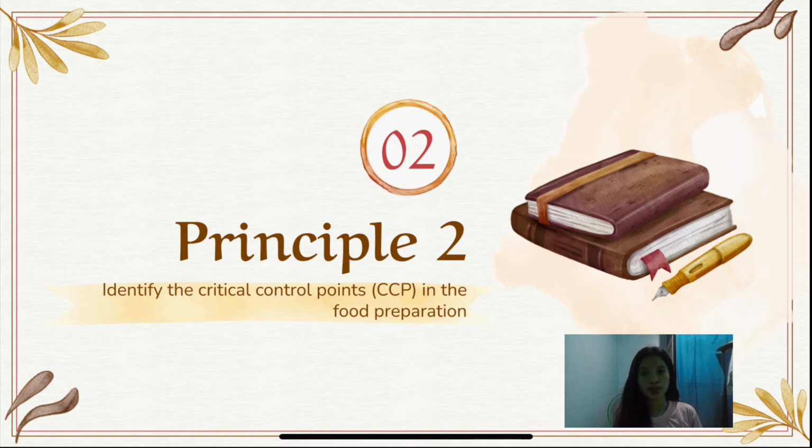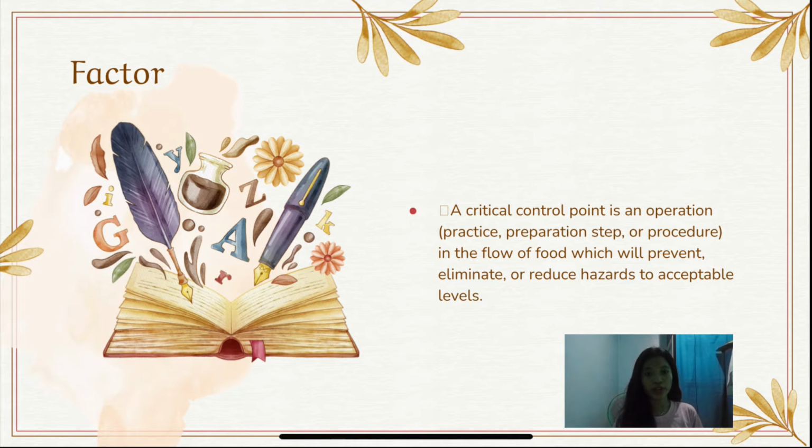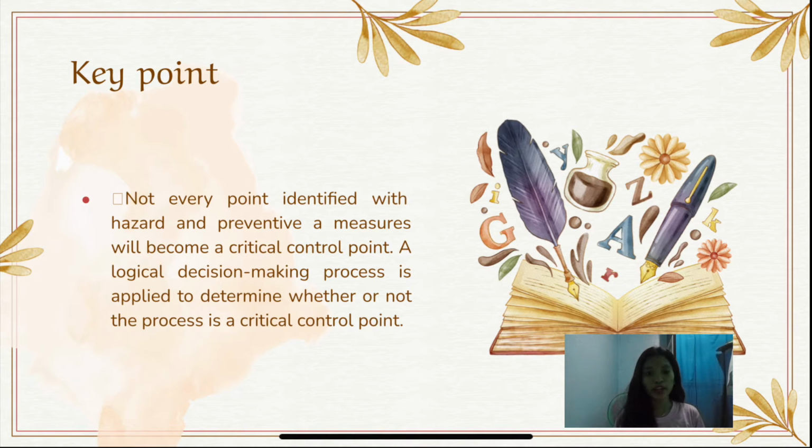The second principle identifies the critical control point or CCP in the food preparation. A critical control point is an operation or practice, preparation step or procedure in the flow of food which will prevent, eliminate or reduce hazards to acceptable levels. Not every point identified with hazards and preventive measures will become a critical control point. A logical decision-making process is applied to determine whether or not the process is a critical control point.